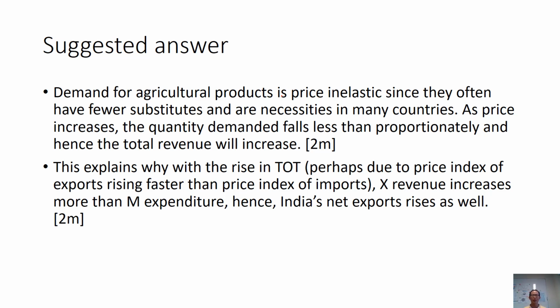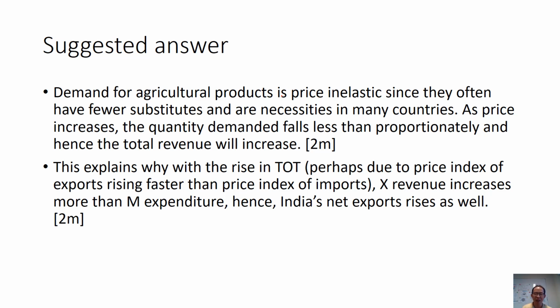So the second mark is for you to explain: as price increases, the quantity demanded would fall by less than proportionate. So when that happens, the total export revenue will increase. That will be 2 marks. The next 2 marks is to link to the terms of trade and the balance of trade.